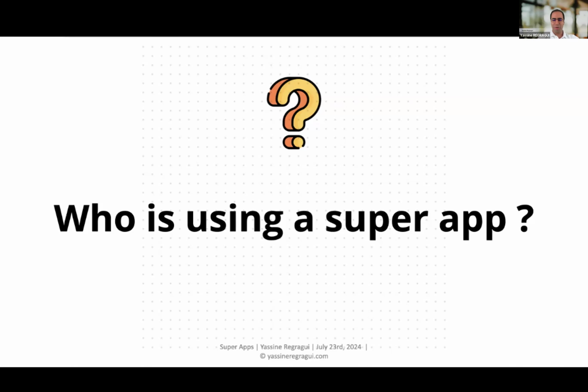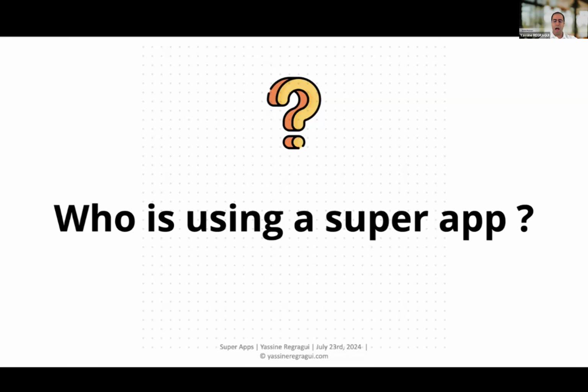Great. So 44% say yes, 22% say no, and 36% say they don't know what a super app is. So perfect. You are at the right place, and the objective of today is indeed to tell you more about it. Thank you very much for taking the time to respond to that.